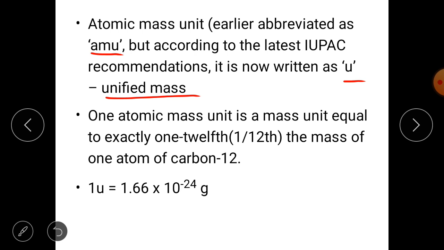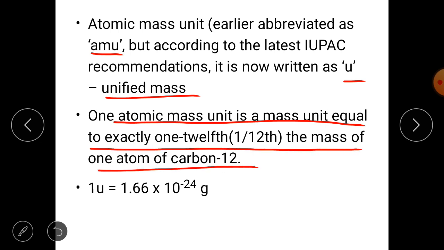So now we are going to understand what is 1 AMU. The mass equal to 1/12 of the mass of a C12 atom, that is your 1 AMU. Here the definition has been written, you can check. It says, one atomic mass unit is the mass unit equal to exactly 1/12 the mass of one atom of C12. If I tell you the relation of this AMU with gram, students, 1 U is equal to 1.66 into 10 raised to power minus 24 gram.